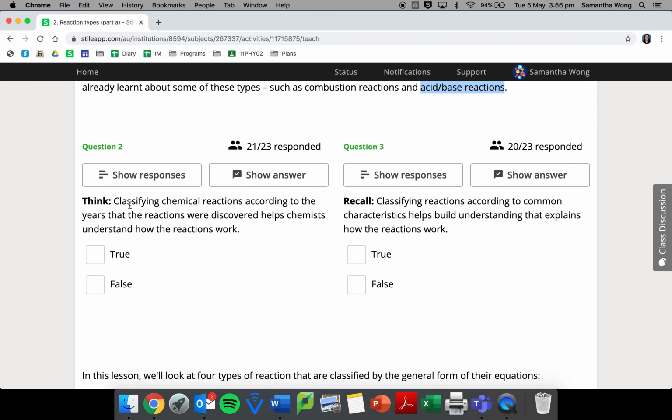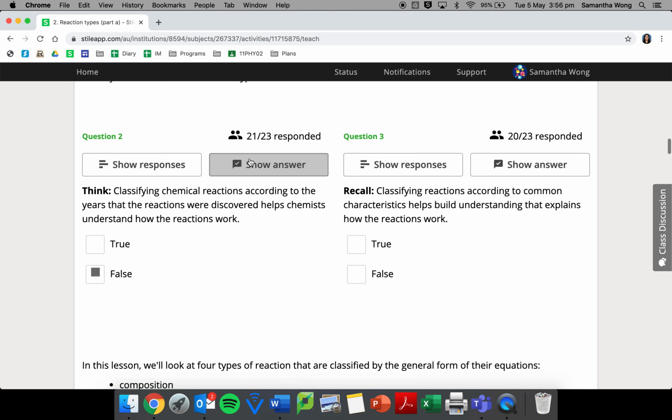Activity 2. You're asked a question and whether it's true or false. Classifying chemical reactions according to the years that the reactions were discovered helps chemists understand how the reactions work. So what we were looking for in this one here is actually false. And the reason for that is that the year of discovery is usually unrelated to the nature of the reaction. So this way of actually classifying the reactions does not help us at all. It is actually quite useless.